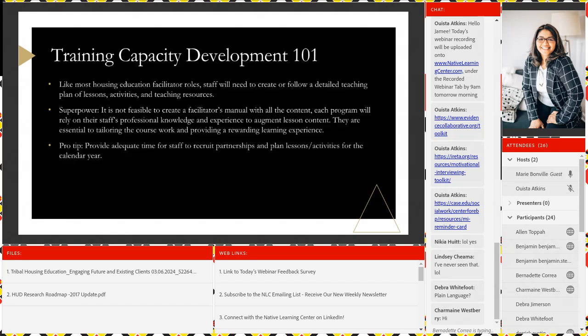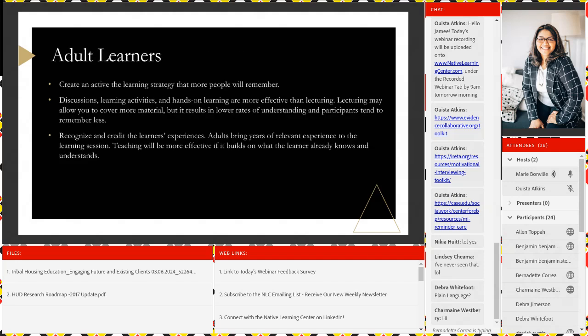So how do you handle capacity development, right? Getting your trainers, first they have to understand adult learners and how this particular part of it works, right? Learning activities are super important. Hands-on activities are important.